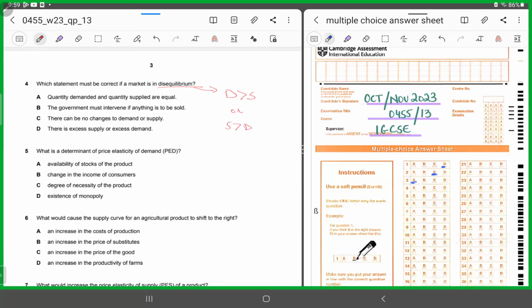So what does this mean? Either the demand is in excess of supply or the supply is in excess of demand. That's exactly what option D is depicting. Option D says there is excess supply or excess demand. All right. 4 has to be D.